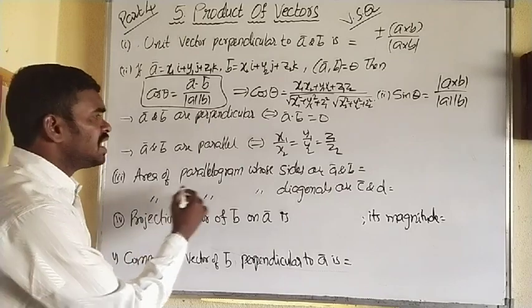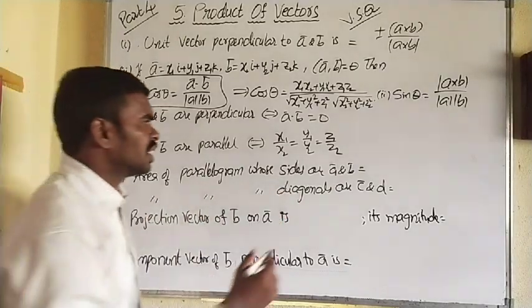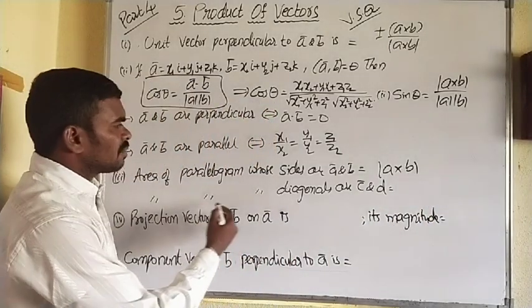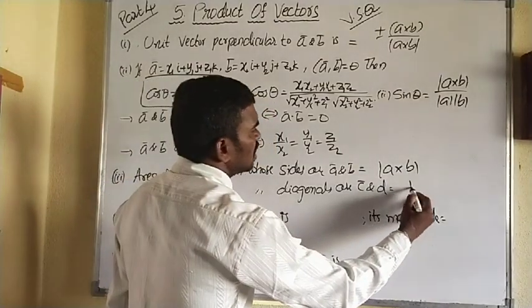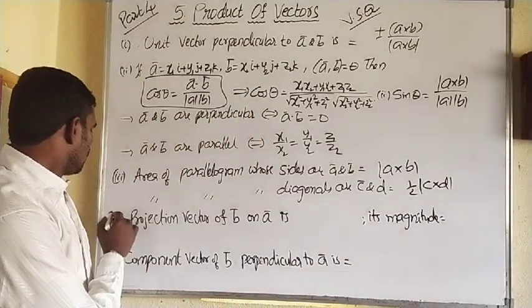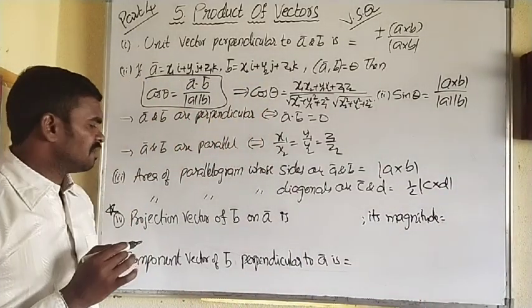Next, the area of a parallelogram whose sides are a and b. Already we know this; in 4 marks also we discussed this formula. What is the area of a parallelogram when diagonals are given? Then the formula is half modulus c cross d. Next, the projection formula. That is very important.